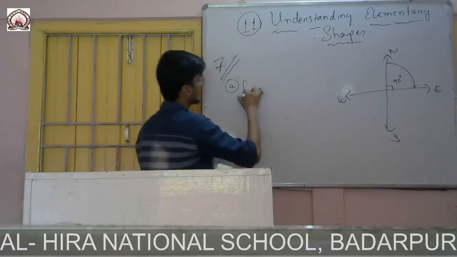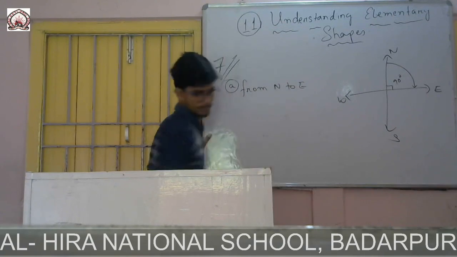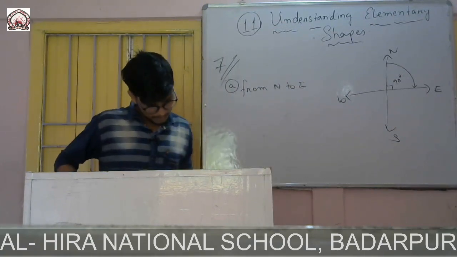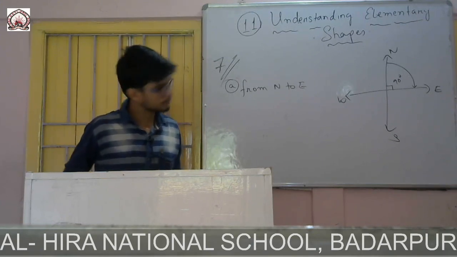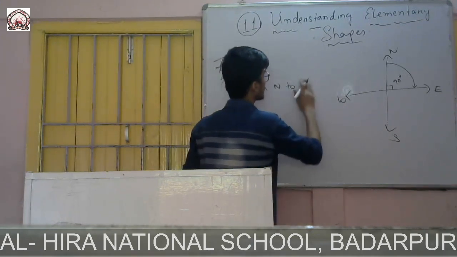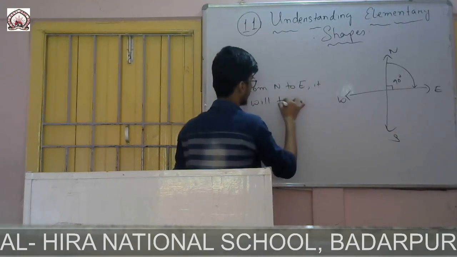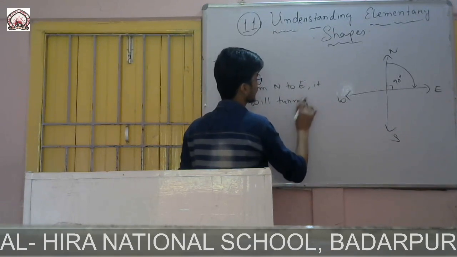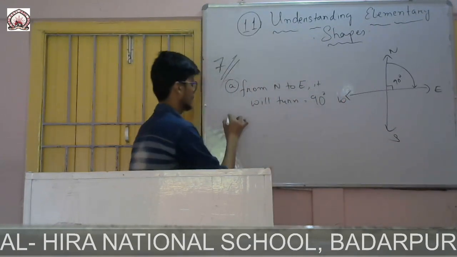So you write from north to east. The question is to find the number of degree of turn. So from north to east, it will turn how many degree? It is 90 degree.